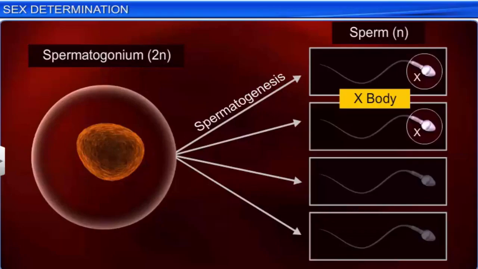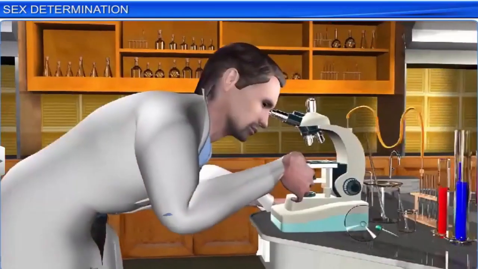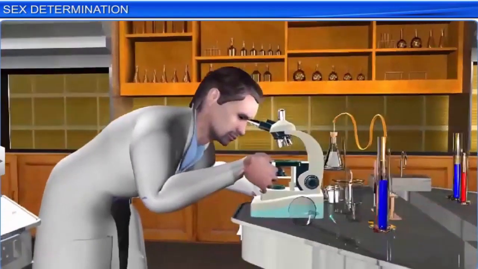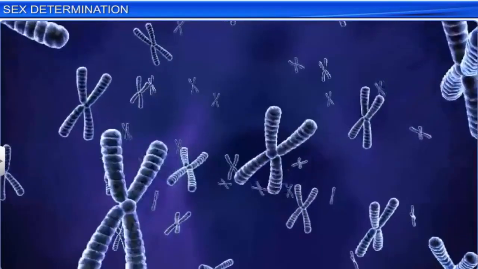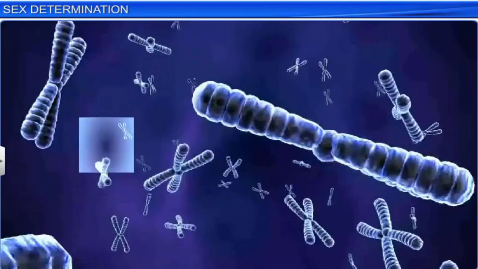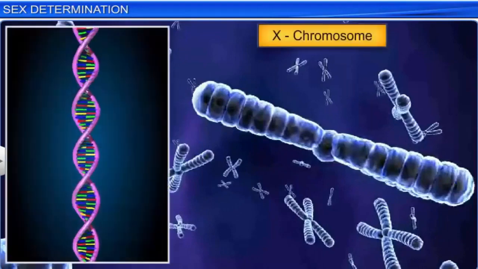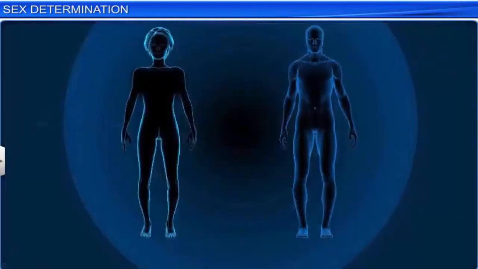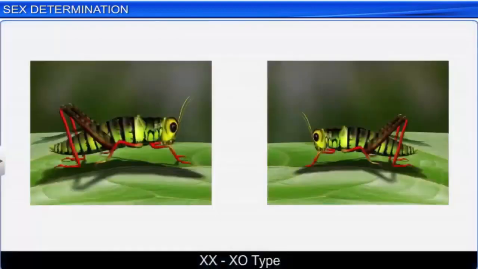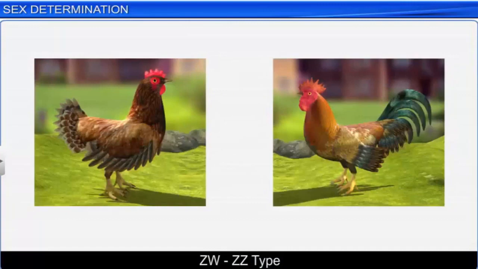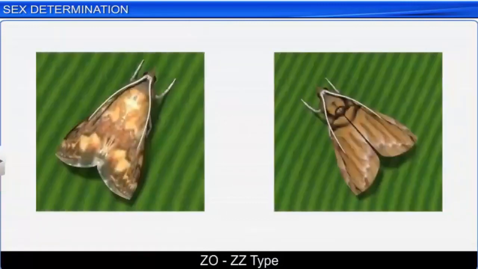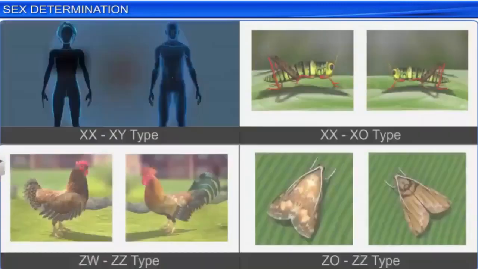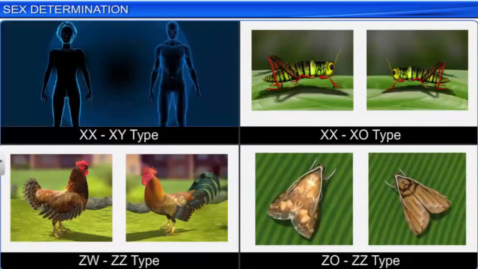Further research by several other scientists led to the conclusion that the structure was actually a chromosome, and they named it the X chromosome. Let's now take a look at a few sex determination systems, which are biological systems that help determine the development of sexual characteristics in an organism.